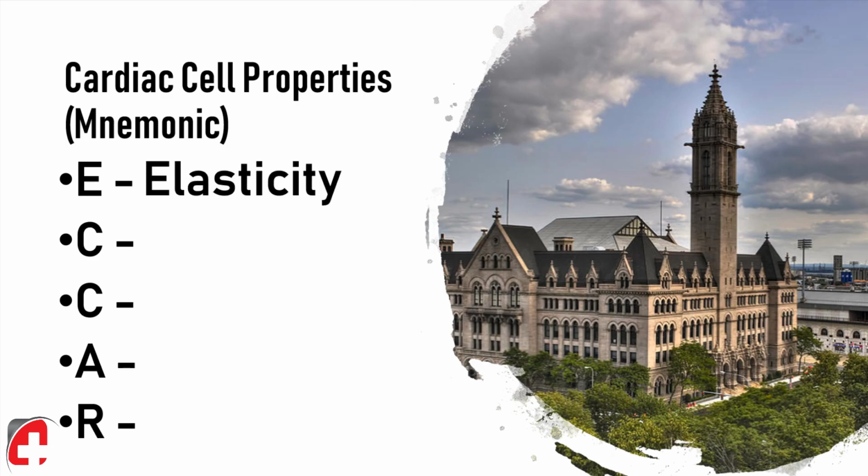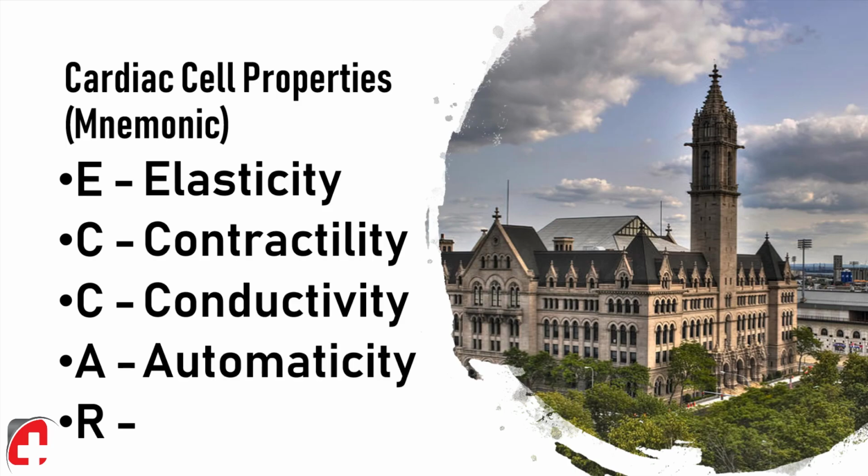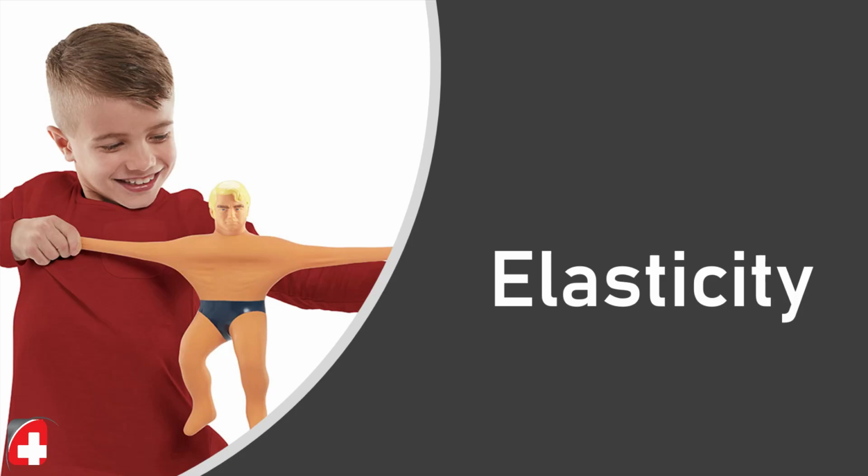So the cell properties are elasticity, contractility, conductivity, automaticity, and rhythmicity. And we're going to go through these one by one just so you fully understand what these properties are. So let's start off with elasticity. Now, does anyone remember Stretch Armstrong? Am I dating myself? Well, Stretch Armstrong used to be a toy, and the big selling point was that it would stretch and stretch and it would return back to its normal shape. And that's essentially what the properties of the cardiac myocytes are. They stretch. In fact, they work best under a little bit of stretch, and then they return back to their normal shape. That's the property of elasticity.